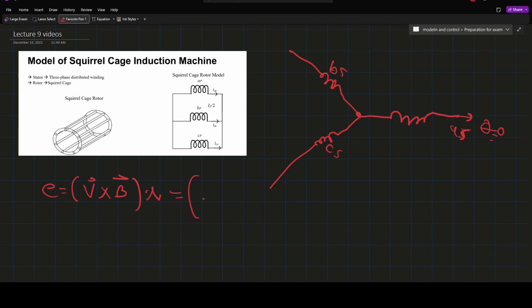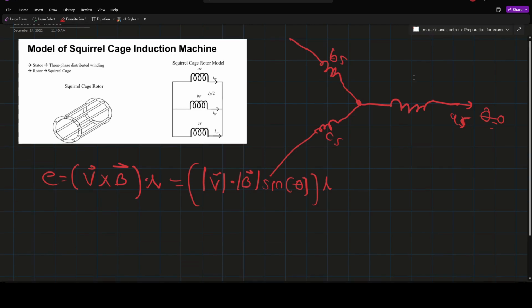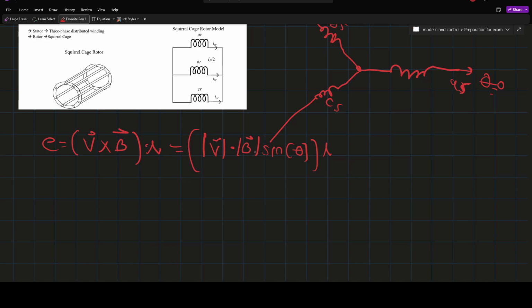And we know that this is just the magnitude of the velocity times the magnitude of the flux density or magnetic field times the sine of theta, and here we have our length of the conductor. So what this is telling us is that if our velocity vector and our magnetic field or flux density vector are at the same angle, so 0 degrees, we are gonna have no EMF.